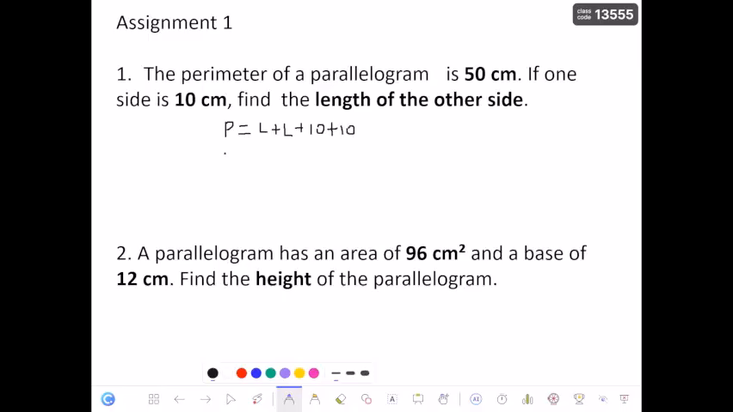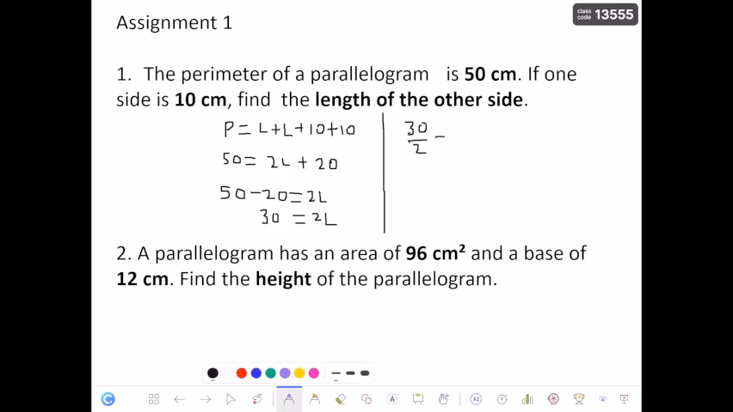So very fast. Then if perimeter is 50, just do your 50 is equal to L plus L, which will give us 2L. Then plus 10 plus 10 will give us 20. Then collect your like terms: the 20 crosses to meet 50 here and becomes a negative 20. Then 50 minus 20 will give us 30 equals 2L. The next thing is for you to divide both sides by 2, which becomes 30 divided by 2.